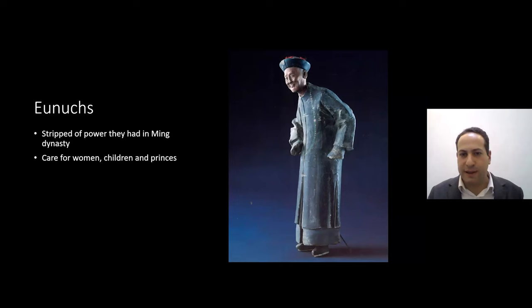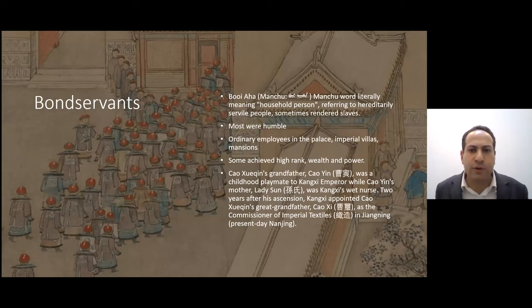There's another group also that we must not overlook in 18th century society, and that is the bond servants. Booi aha in Manchu, they're literally household persons. They're kind of like slaves. Many of them were humble, just ordinary employees in the palace and imperial villas and mansions and so forth, taken in war as prisoners and things like that. But some of them achieved extremely high rank, wealth, and power.